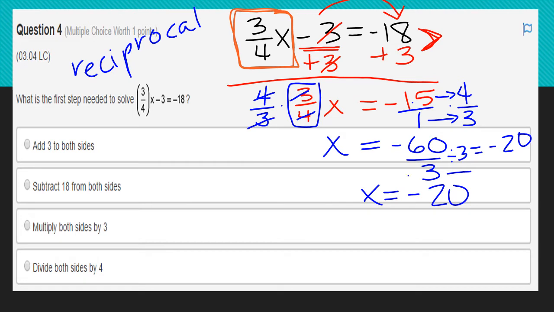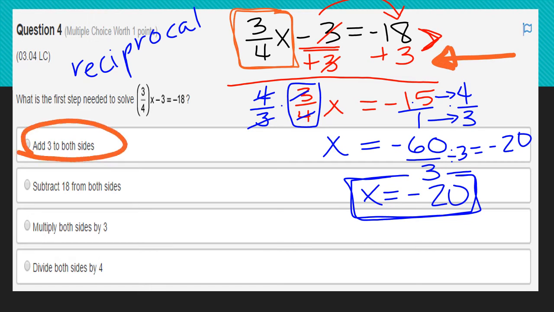Now I know this question did not ask you to solve it, but one will in the future, so it's good to know how to do it. In this question it says, what is the first step? So if we look back at our very beginning and we look at our first step, notice that our first step was to add 3 to both sides.